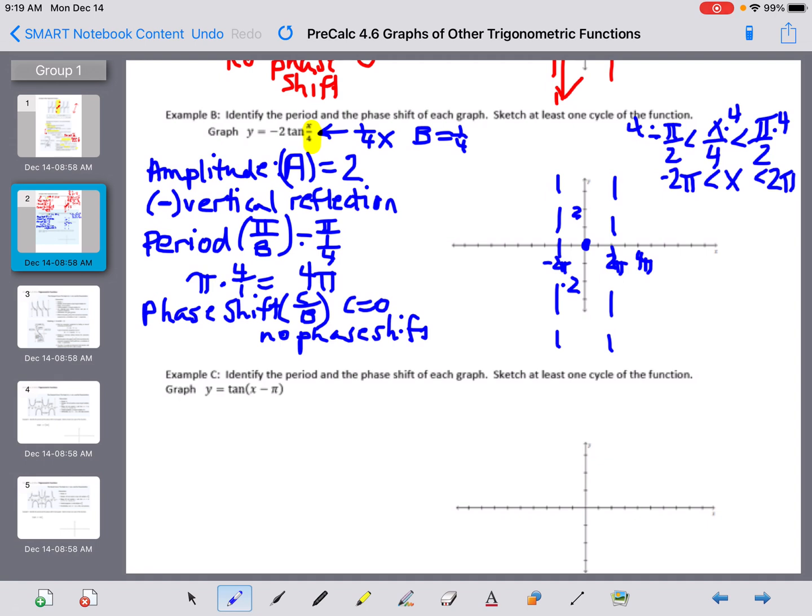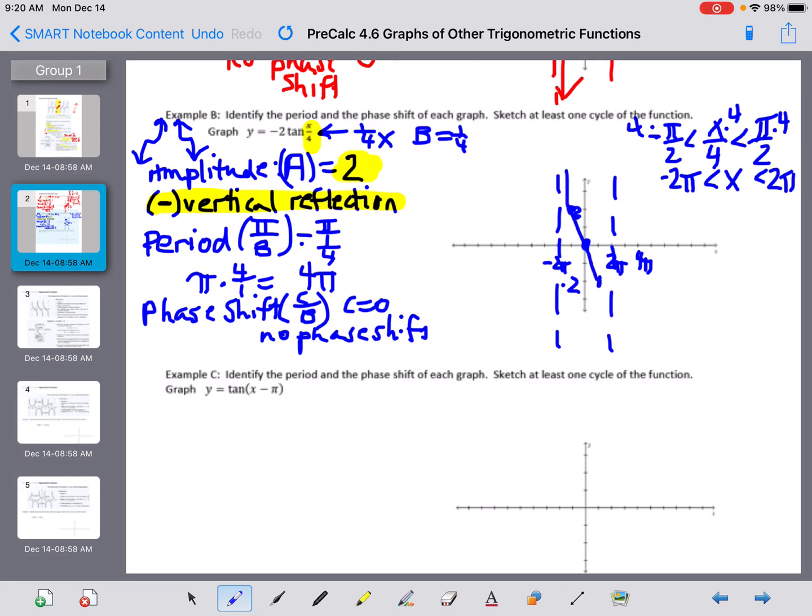Okay, now, a couple things we have to remember. I had an amplitude of 2, and I have this negative reflection. So that means instead of starting and going from the bottom up, my negative reflection is going to go the opposite, and I'm going to flip that. So instead of starting down 2, I'm going to start up 2, and then I'm going to fall down 2 because of my amplitude.